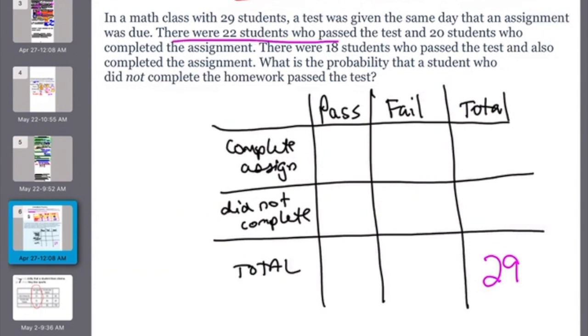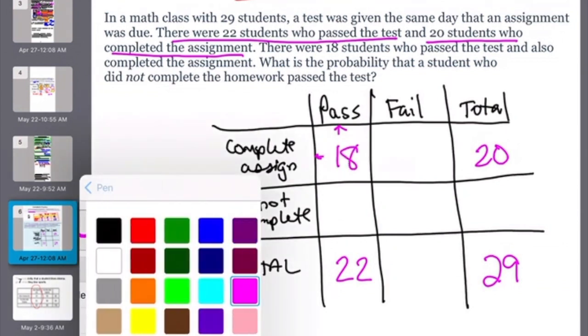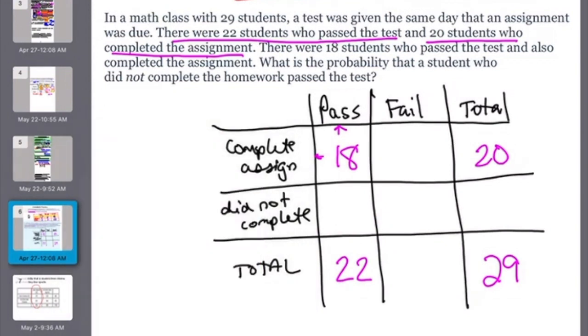Then I've got a test was given. There were 22 students who passed the test. So I go to pass, and that's my total in pass. 20 students who completed the assignment. So I go to assignment, and 20 is my total there. 18 who passed the test and also completed the assignment. So that's under the pass and complete. So 18 in here. Okay, so let me start filling in all the other guys.